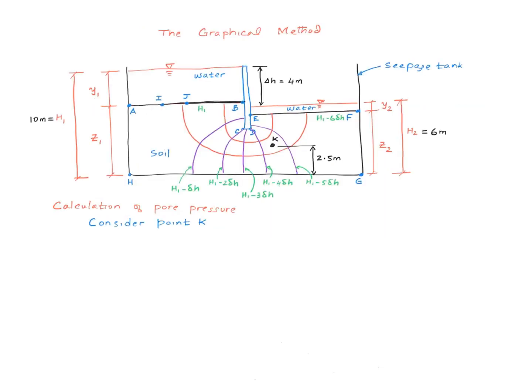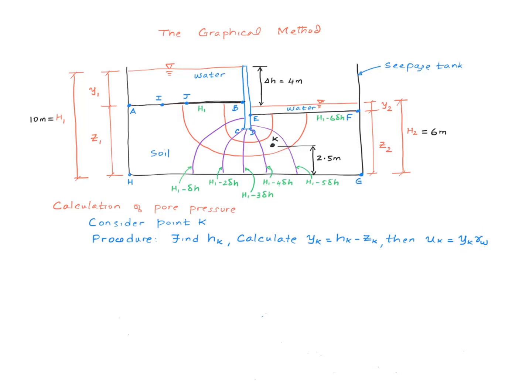Let's talk about a few other things. I want to calculate the pore water pressure at point K. The procedure is exactly the same as the one that we already talked about for one-dimensional problems. You calculate the total head at point K and you figure out the elevation head. Obviously that should be given to you. And then you can calculate the pressure head simply by subtracting the elevation head from the total head. Then the pore pressure is pressure head multiplied by the density of water.